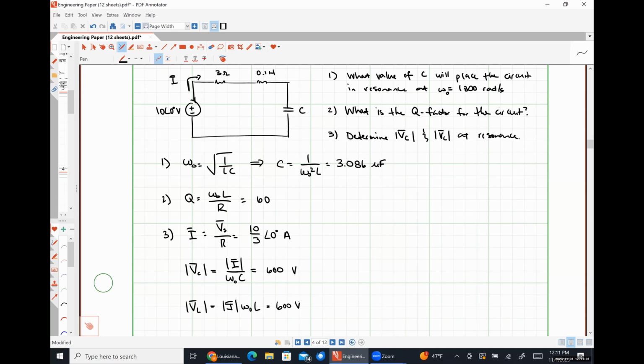So we really need to pay attention to whether we're operating at resonance. When we're designing a system, we need to pay attention to whether we're operating close to resonance, even if we're not trying to operate exactly at resonance, and make sure that our components can actually handle that.